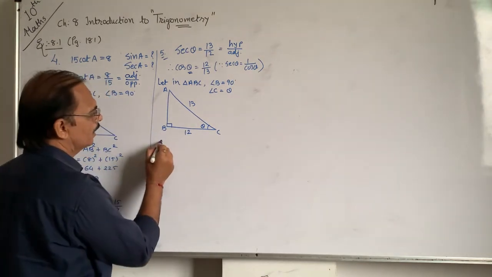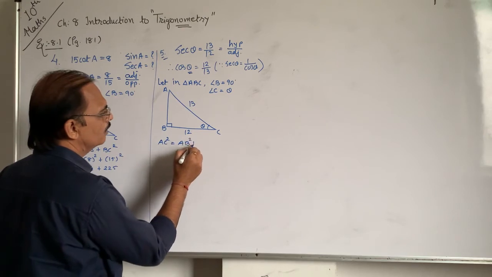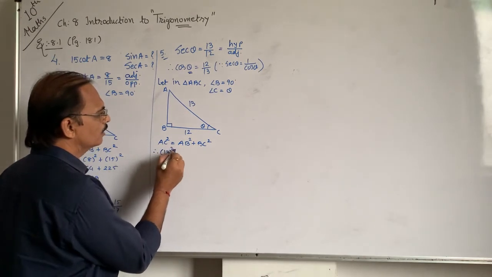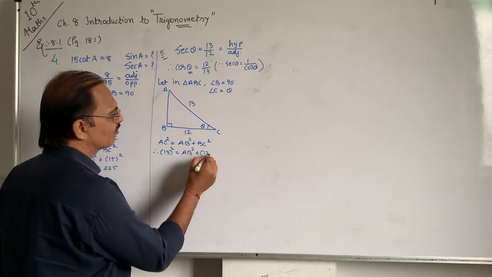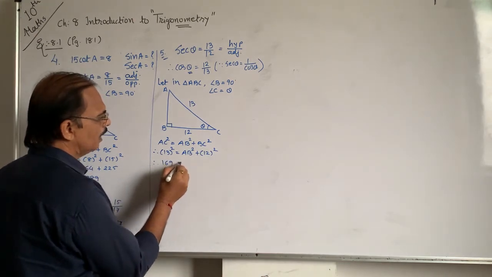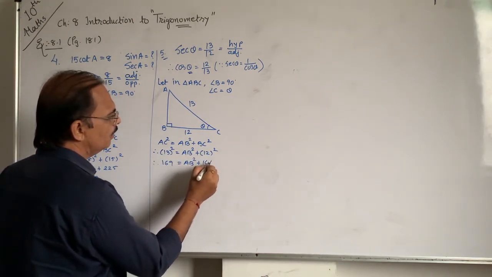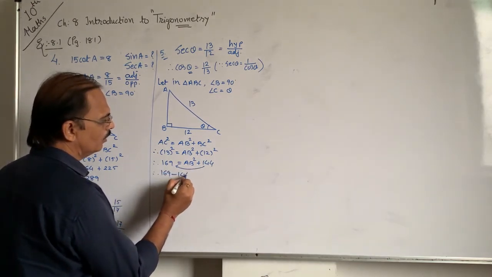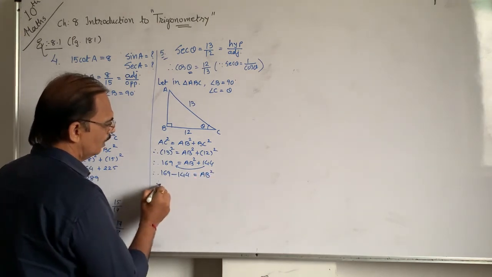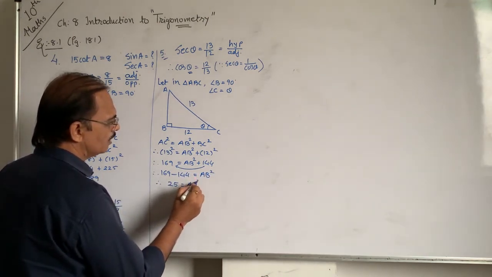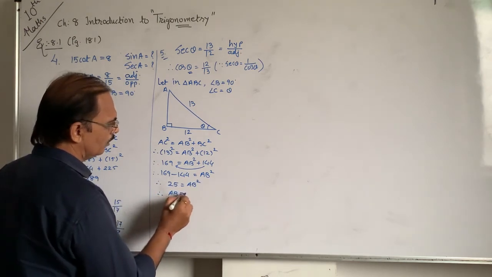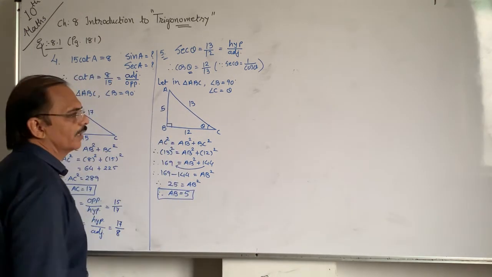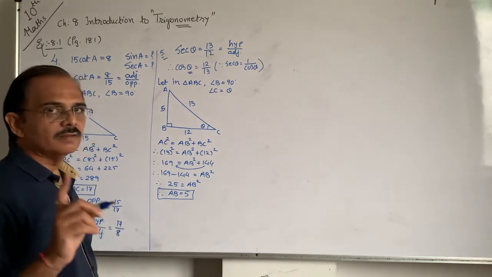Now find out the third side. Applying Pythagoras, AC square equals AB square plus BC square. Place the values: 13 square equals AB square plus 12 square. 169 equals AB square plus 144. Take 144 to this side, it will be minus 144, so 25 equals AB square. Taking the square root, AB equals 5. Okay, AB is 5.